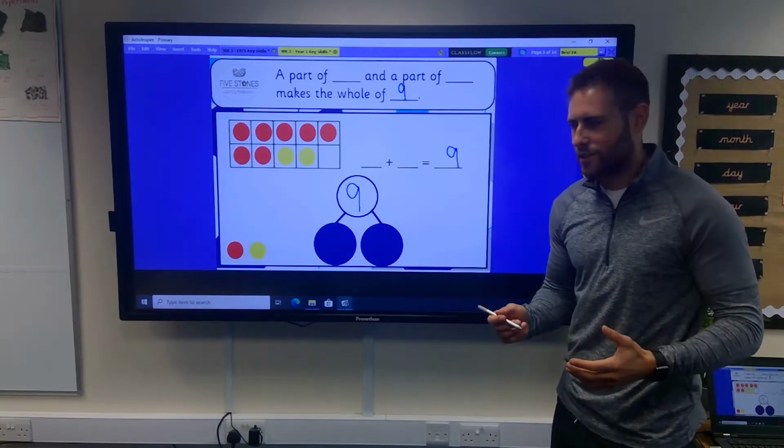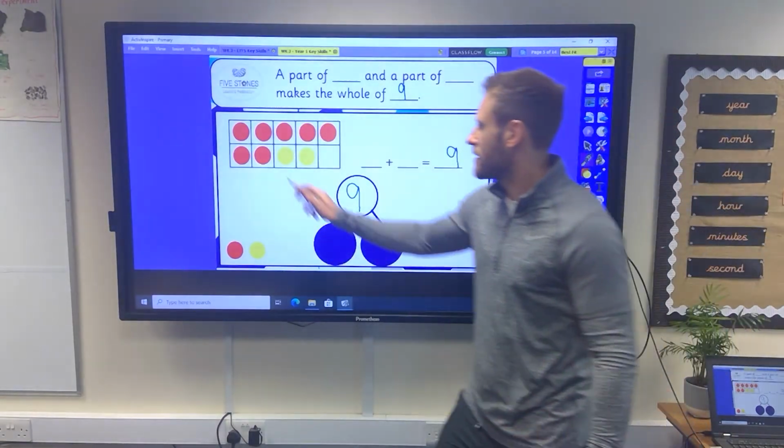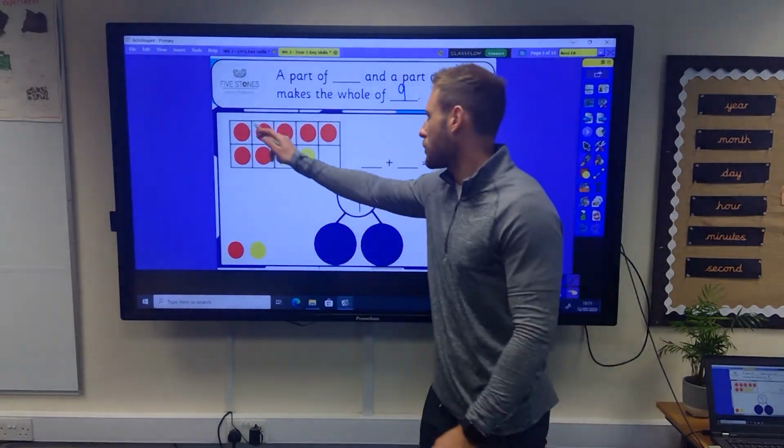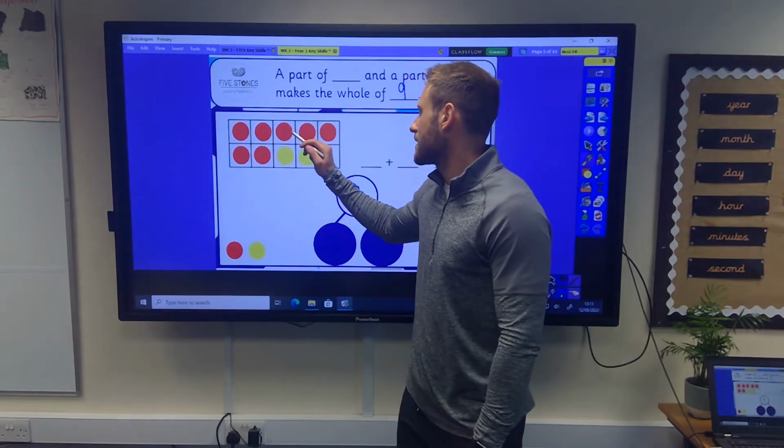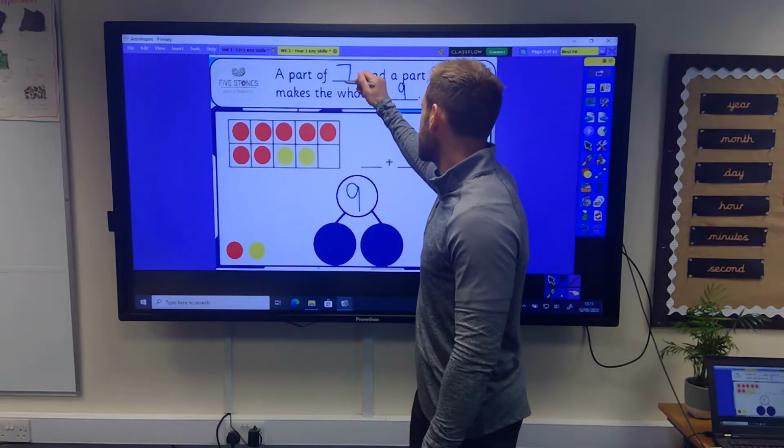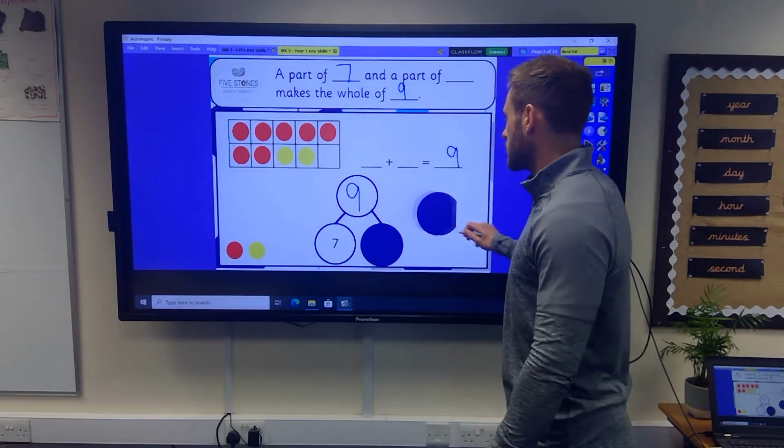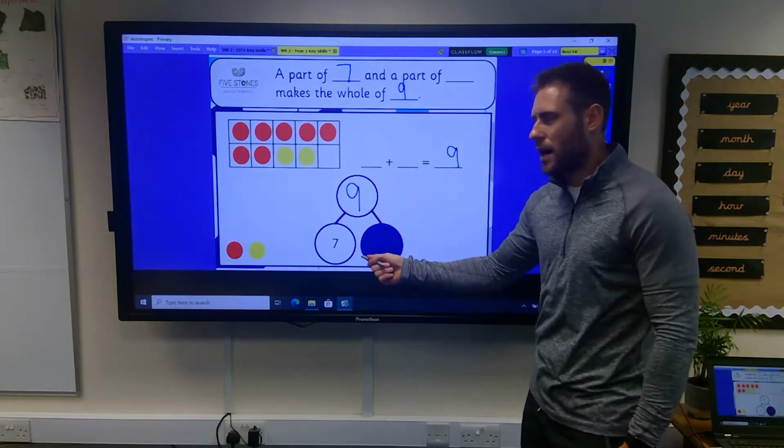Have you figured it out? So the red part is 5. Remember, we don't need to count them. We know that that's 5, 6, 7. So we've got a part of 7. Shall we see? Does that show a part? It does. It shows a part of 7.